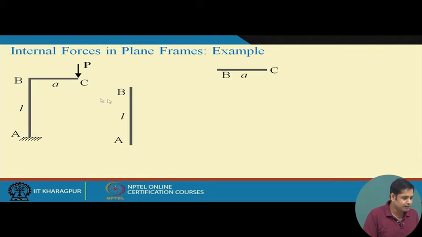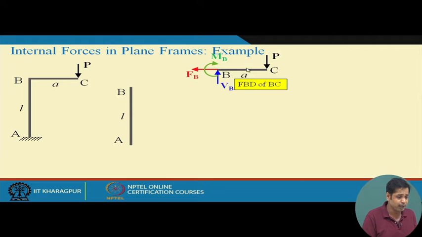First, take these two parts separately, AB and BC, because we have two members. When we draw the bending moment, shear force and axial force diagrams, we have to draw them for BC and for AB. Let's separate them and draw the free body diagram of both parts. For BC, this is the externally applied load P at C. Then at B we have axial load FB, shear force VB, and bending moment MB. So this is the free body diagram of part BC.